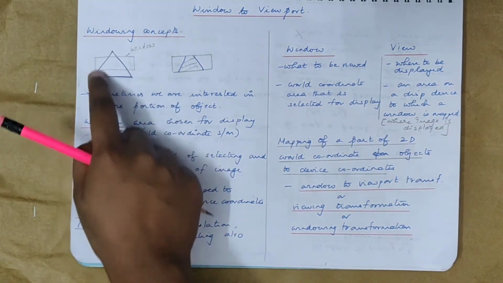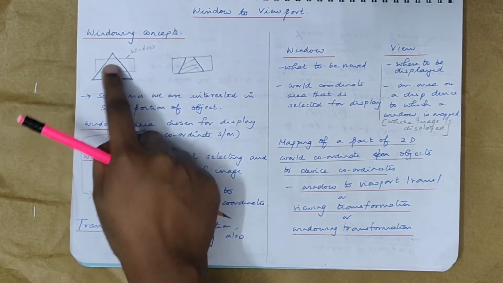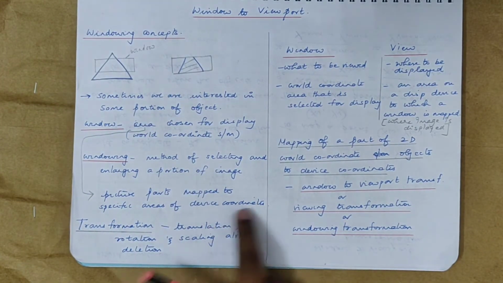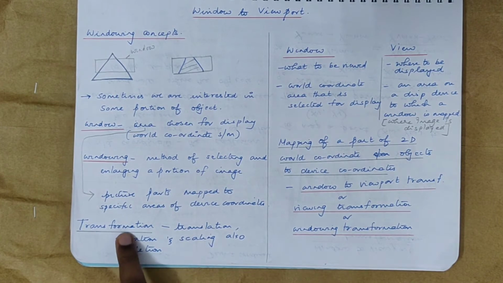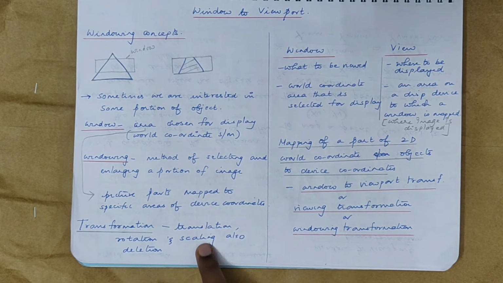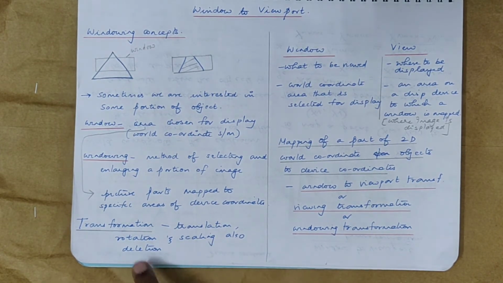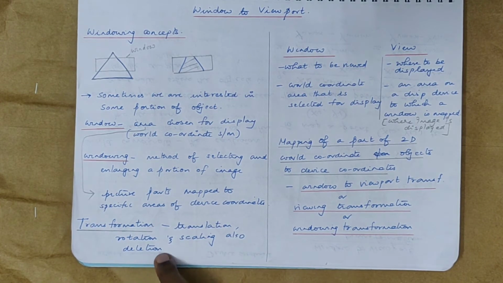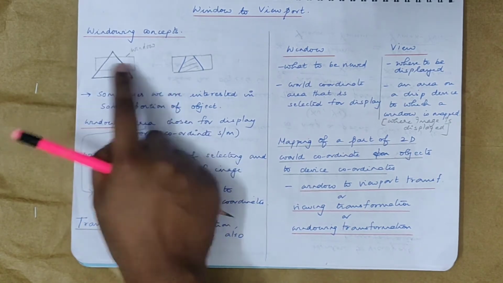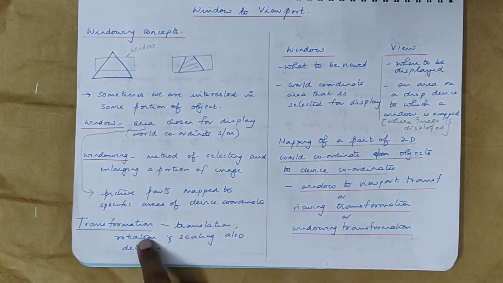So you are selecting this portion of the image. The picture parts that we have selected, we have to somehow convert into the device coordinate system. This transformation that we are going to deal with is a series of transformations: translation, rotation and scaling that we have already seen in module 3. It also deals with deletion of certain parts of the picture. You may not be interested in the entire picture, only a portion you would want to view in the device.